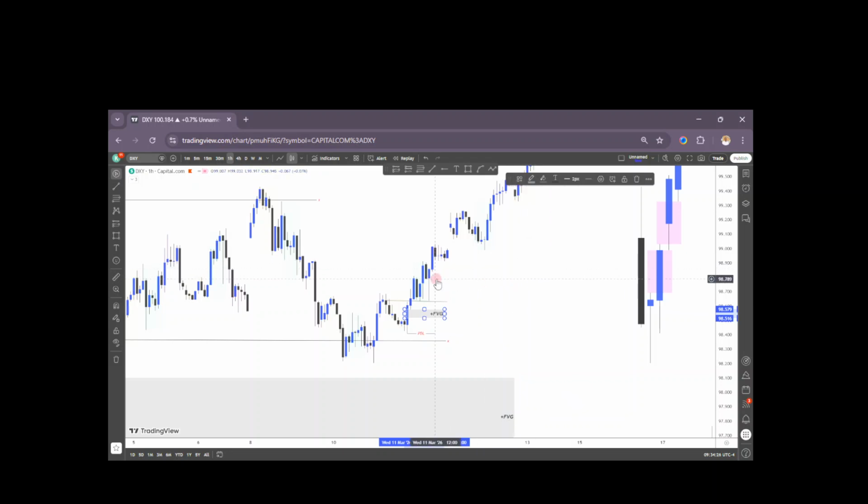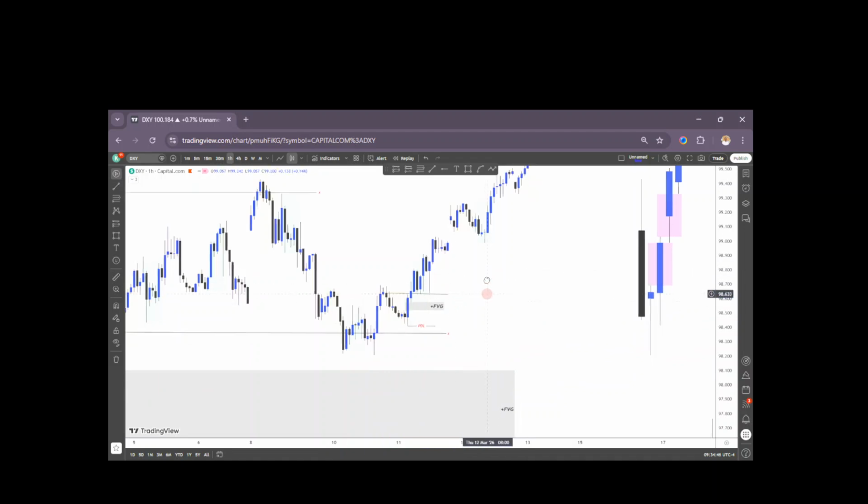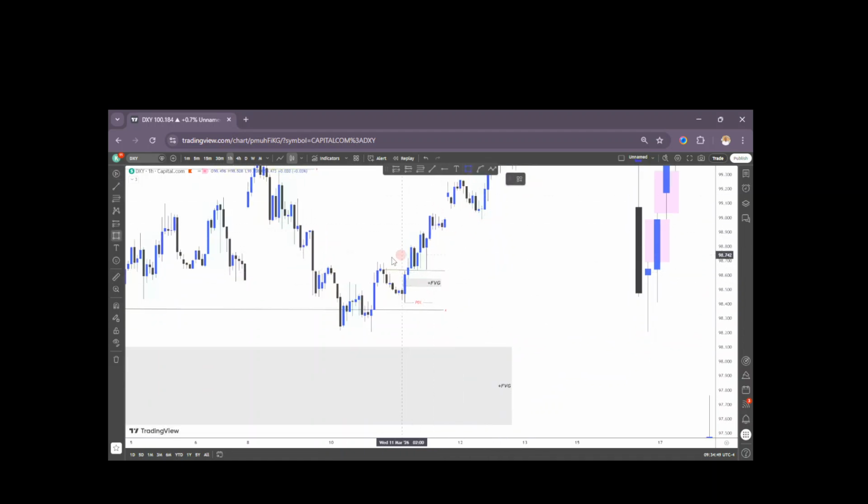So after forming a fair value gap, and then an order block or a change in state of delivery, those become very powerful tools that I can use. We also have a fair value gap here that was formed on Tuesday. And we also have a change in state of delivery here. Actually, this was our first change in state of delivery.